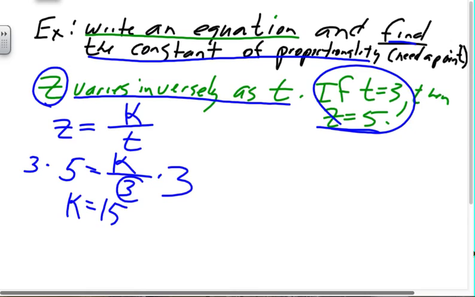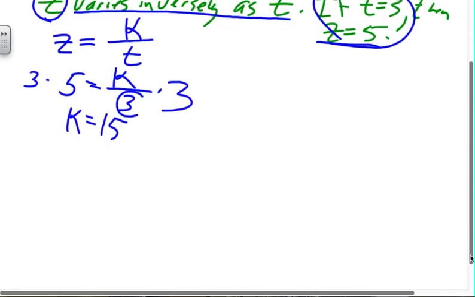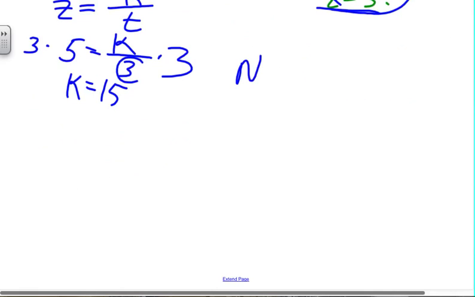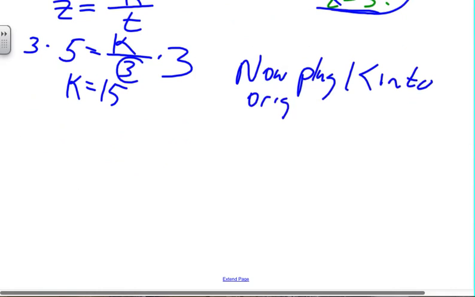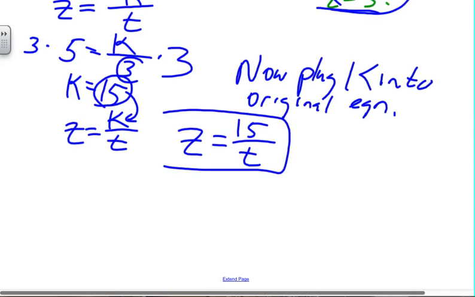Okay, now you're still not done yet. You're almost there. We solve for k. Now, plug k into your original equation. So if you remember right, our original equation was z equals k over t. K is 15, so I put that in place here. So the answer now becomes z equals 15 over t. And this is the equation we want to work with.